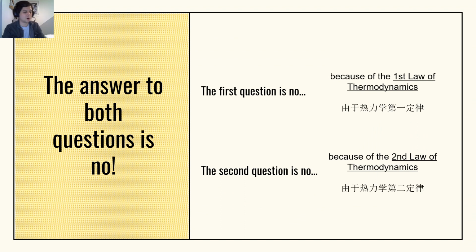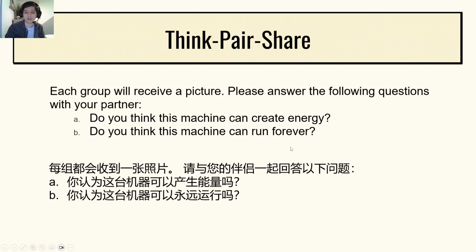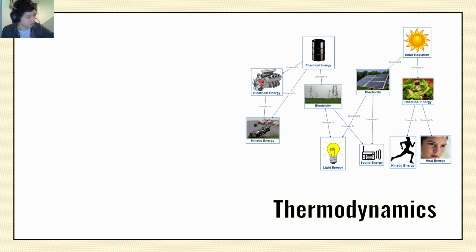So the answer to both questions is no for all three pictures. The first question is no because of the first law of thermodynamics. Okay. The second question is no because of the second law of thermodynamics. So it cannot create energy because of the first law. It cannot run forever because of the second law, which is a little bit more of a complicated topic, but hopefully it'll make sense, right? So we saw this vocabulary word at the beginning: thermo, heat, dynamics, change, right, or movement. So this is the study of heat change.